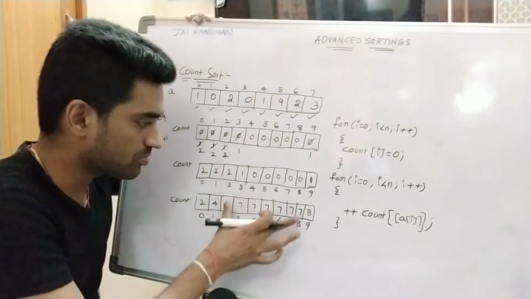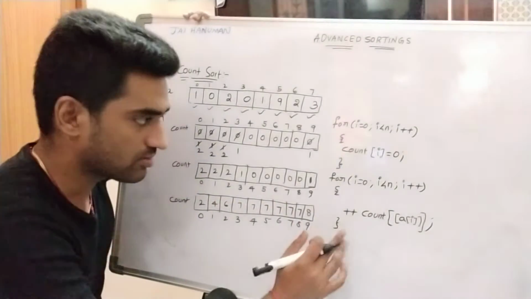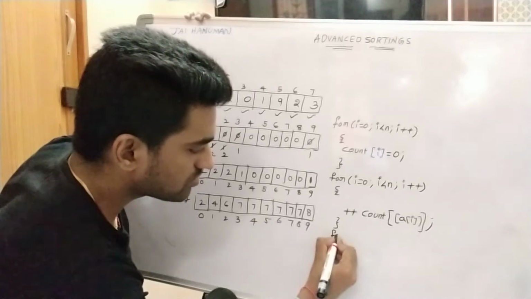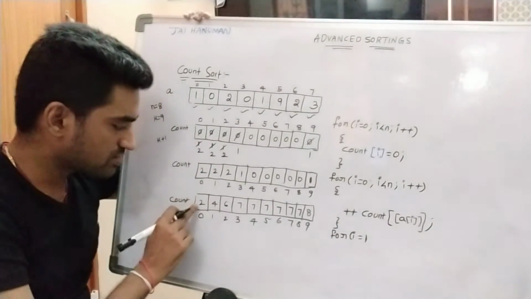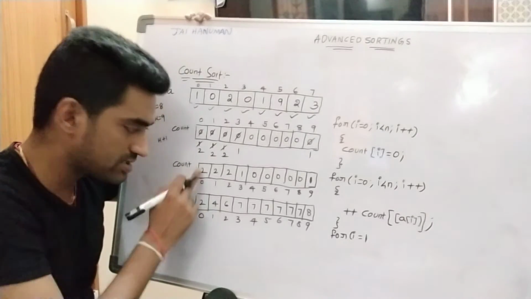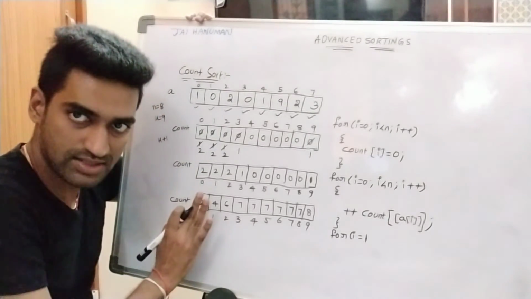So for this purpose I am writing logic, right? So here suppose I want to take the I value starting from 1. Why? Because initially the 0 value is the same.